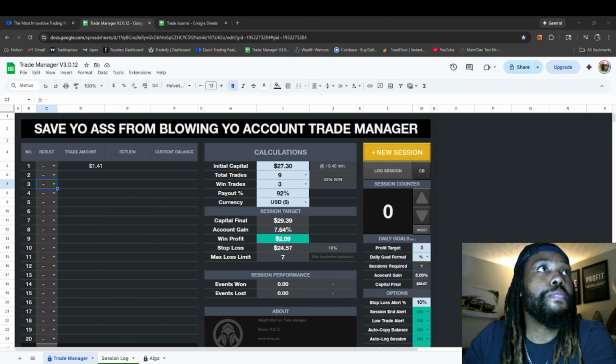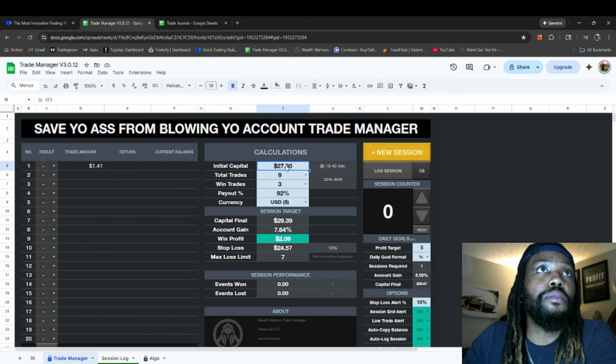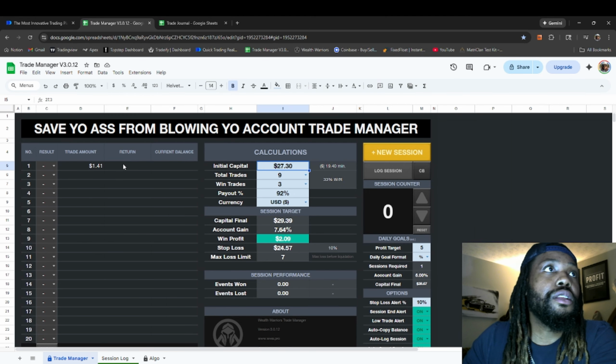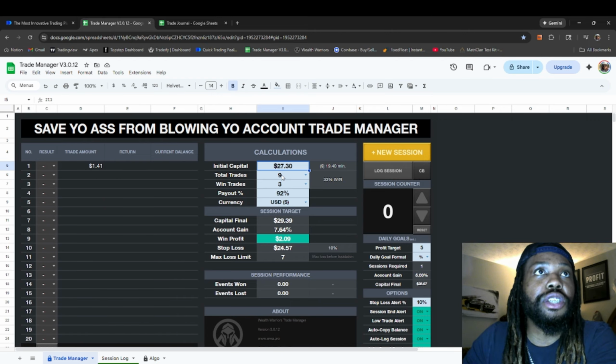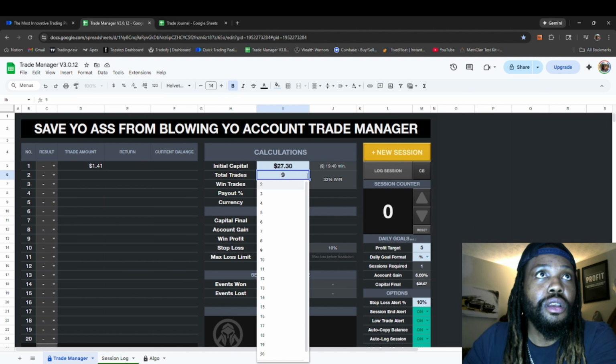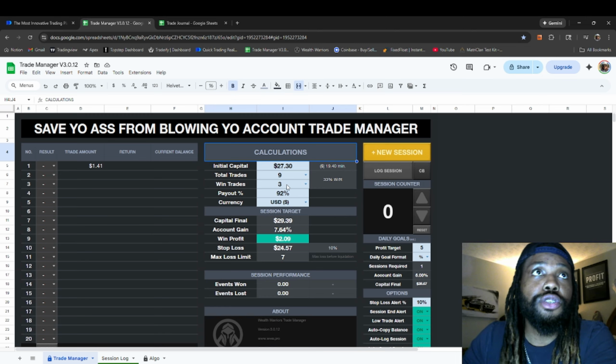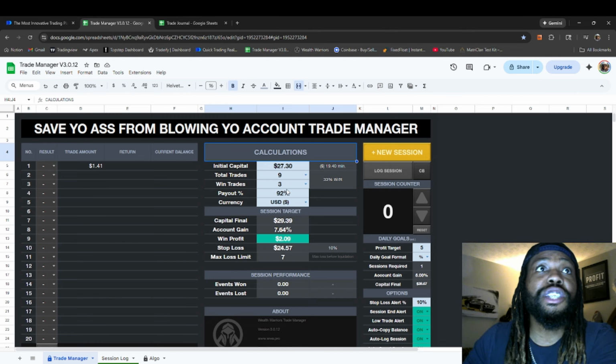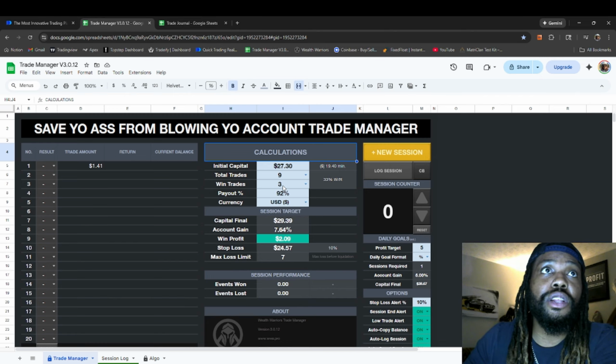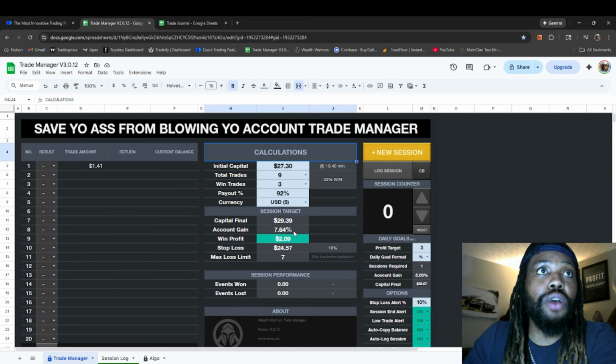So basically, you put your initial capital amount in here and it'll give you a suggested trade amount to trade with based off how many winning trades you predict. You can change these parameters right here. Out of 9 trades, I am saying I'm going to win 3 trades. I can lose 6 trades, but as long as I win 3, I'm going to come out profitable.